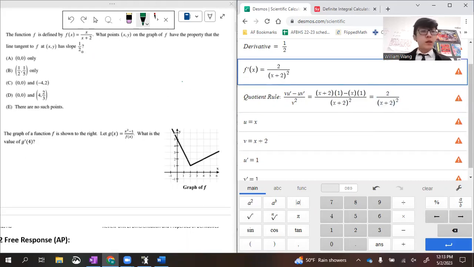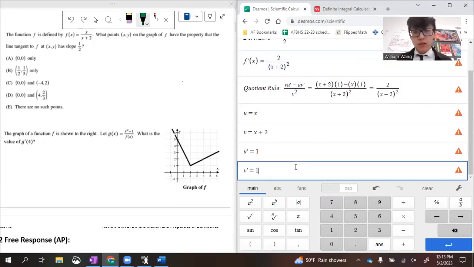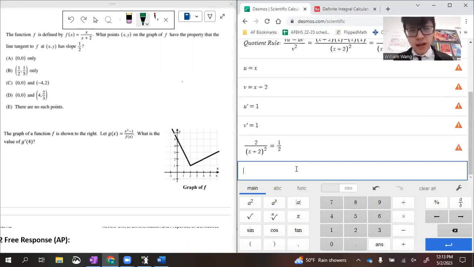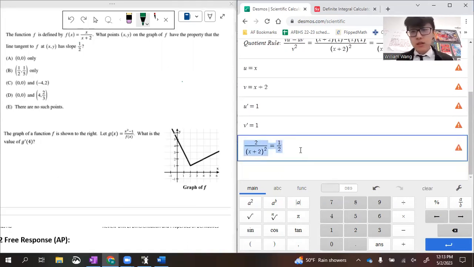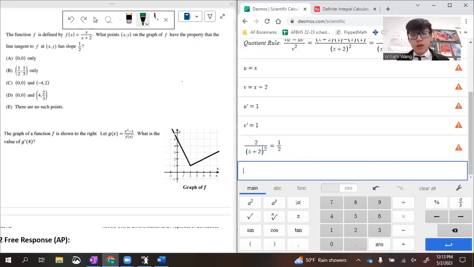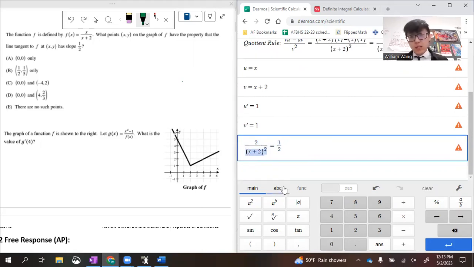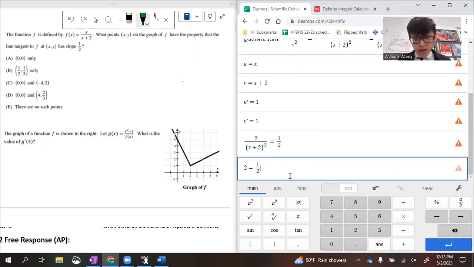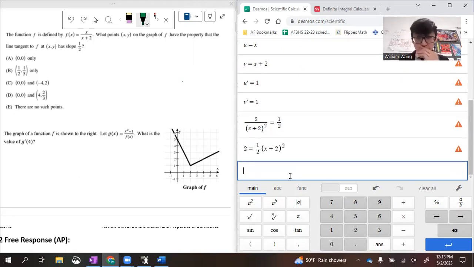Cool. And what do they say? My derivative has a slope of 1/2, so my derivative is equal to 1/2. So I'm going to take my derivative here, I'll write it down here, and set it equal to 1/2. Now I just have to solve for x, right? Solve for where my derivative equals 1/2. Well, let's solve for x. I'm going to multiply both sides by this, so 2 is equal to 1/2 times x plus 2 squared.